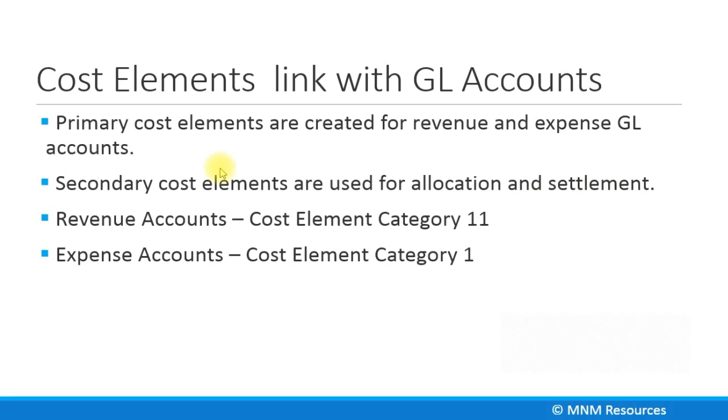When you create the primary cost elements for the GL accounts, the revenue GL accounts are identified as revenue accounts in the CO module by using the cost element category number 11. And the expense accounts for GL accounts are identified as expense accounts in the CO module as cost element category 1. Now this might be a bit technical. You will actually see when you go and create the cost elements in the system, you need to select for expense account category 1 and revenue accounts category 11. It's already available in the drop down menu with their descriptions.